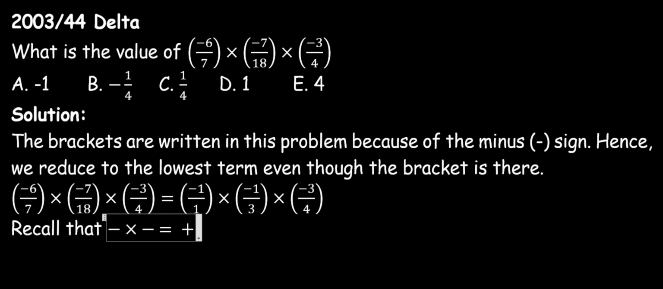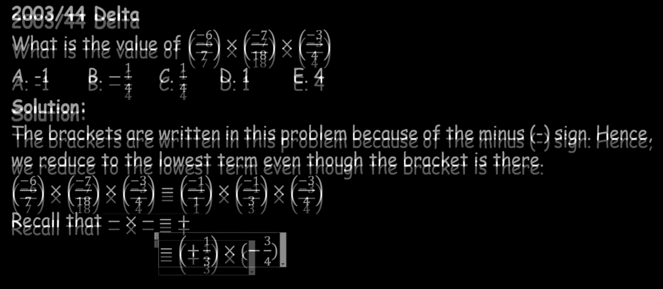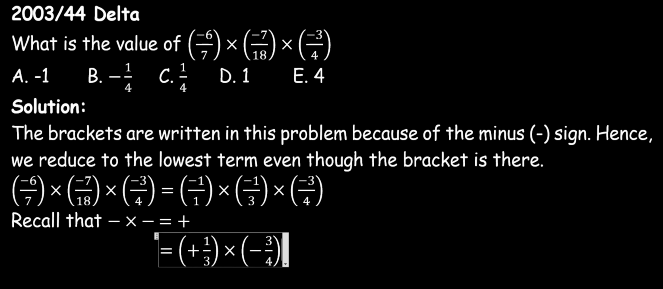So the first two brackets multiply together, we will have plus, that's minus 1 over 3 times minus 3 over 4. And once this is done, our 3 will cancel out from both brackets. Next, our 3 will cancel out with the other 3, and plus times minus will become minus, and we have minus 1 over 4.